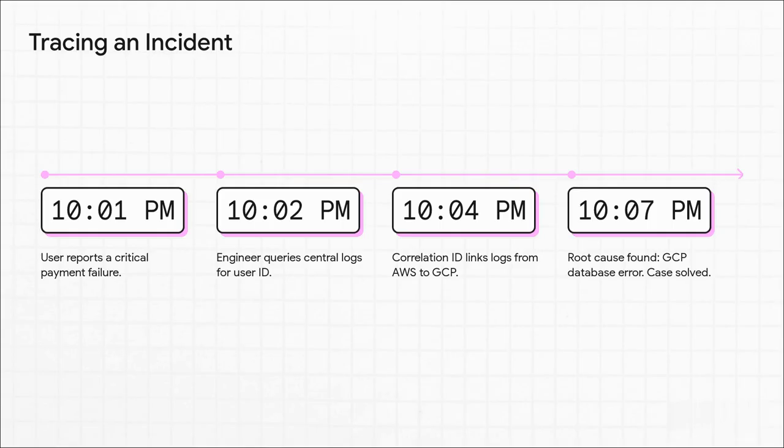Just look at this timeline. 10:01 p.m., a user reports a payment failure. Oh no. But by 10:02, the engineer is already querying the central platform. By 10:04, that magic correlation ID has linked a log from a web server in AWS to a database over in GCP. And just 3 minutes later, at 10:07, there it is, the smoking gun. A database connection error. Case solved in 6 minutes. That is the payoff we're talking about.